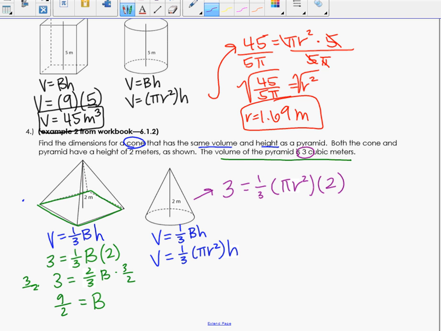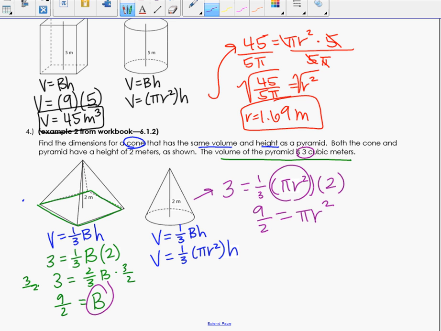So, essentially, you can go through, and now you can solve for your r. Essentially 9/2 is the area of the base. You can just do substitution. It would work out mathematically, but you get 9/2 equals pi r squared, because your b and your pi r squared are the exact same thing. So if b is equal to 9/2, then pi r squared has to be equal to 9/2 if these are going to end up having the same volume.